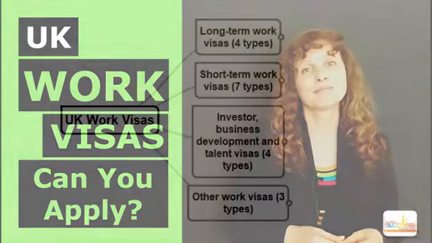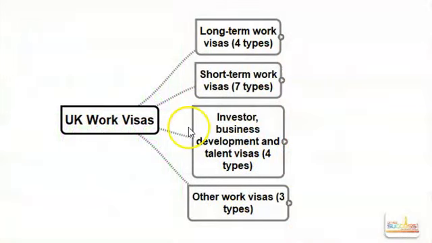There are 18 immigration routes which can be roughly divided into four types of work visas in the UK. These are long-term work visas, 4 types there; short-term work visas, 7 types there; investor, business development, and talent visas, 4 types as well; and other work visas, which were, as you will see from today's video, established quite some time ago.